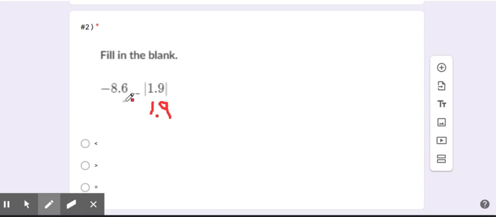So I'm going to compare these. Which number is greater? Which is the bigger number? Well, as you can tell, this number is negative, and this number over here on the right is positive. And if a number is positive, of course, it's to the right of 0. And so 1.9 would be greater than -8.6 because all positive numbers are to the right of the negative numbers on the number line. And so when reading this, I would say -8.6 is less than 1.9.